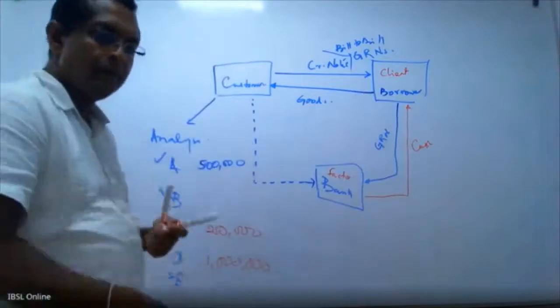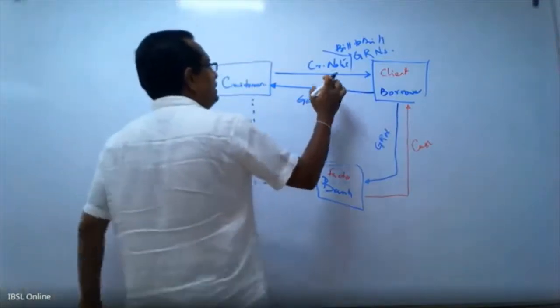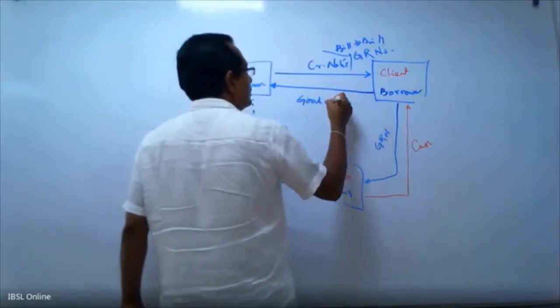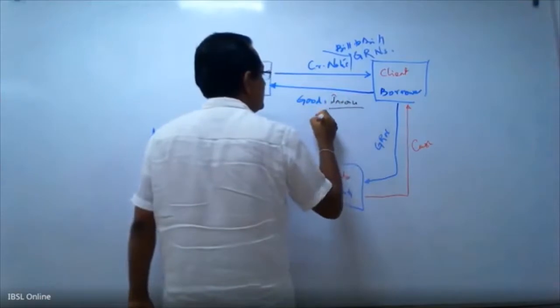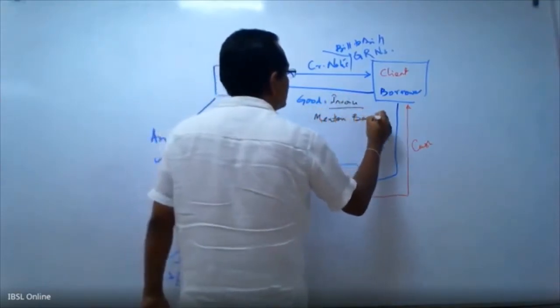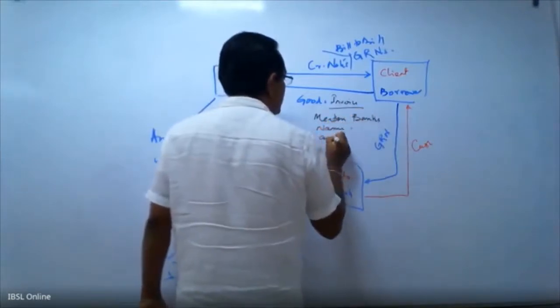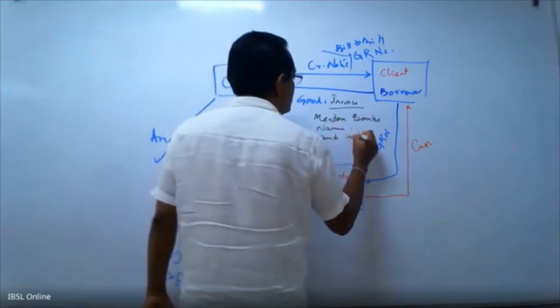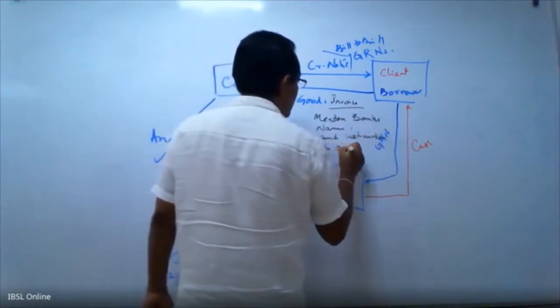Why? When we are doing the factoring, this invoice, goods invoice, should mention the bank name and instruction to pay to the bank.